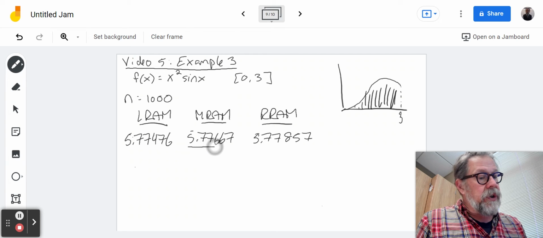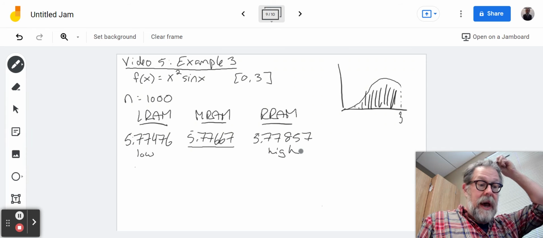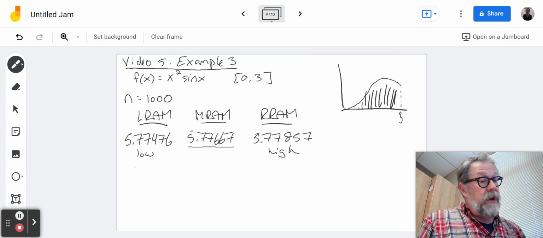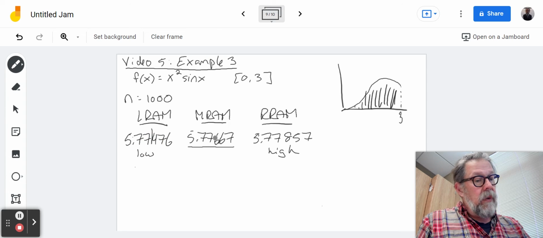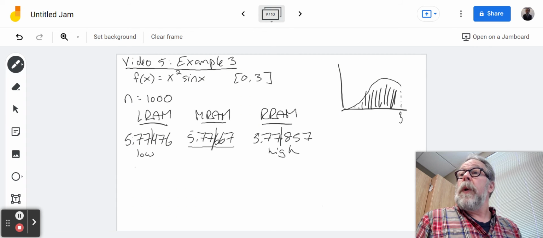Again, notice that looking at the middle, this one appears to be a little bit lower. This one appears to be a little bit higher, but they are accurate to a couple decimals. If we just ignore rather than round, we get 5.77. So we can see them converging on that middle number.